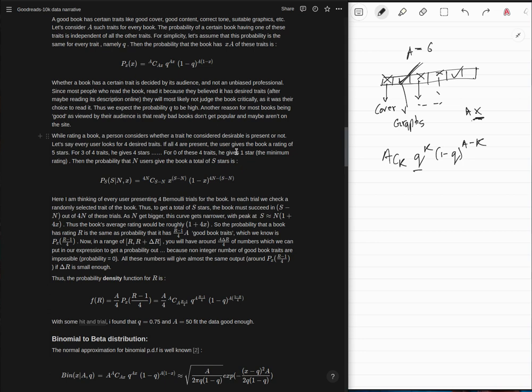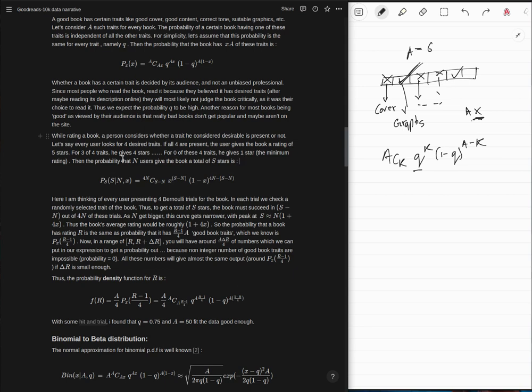But that's not the only way to get 2 desirable traits for a certain user, right? There are 4C2 ways of getting that, and that can be generalized for any number of traits. Okay, for now we are using the capital S thing, which I'll explain. So for 0 of these 4 traits he gives 1 star, the minimum rating.